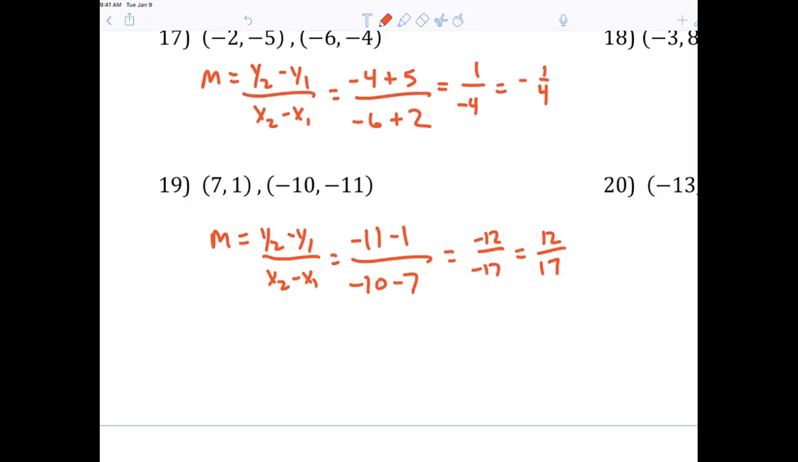So it doesn't matter the order you do it. No. We could have done 1 minus negative 11 over 7 plus 10 over 17. Same thing. It just turns into positive. Yeah. All right, here we go.